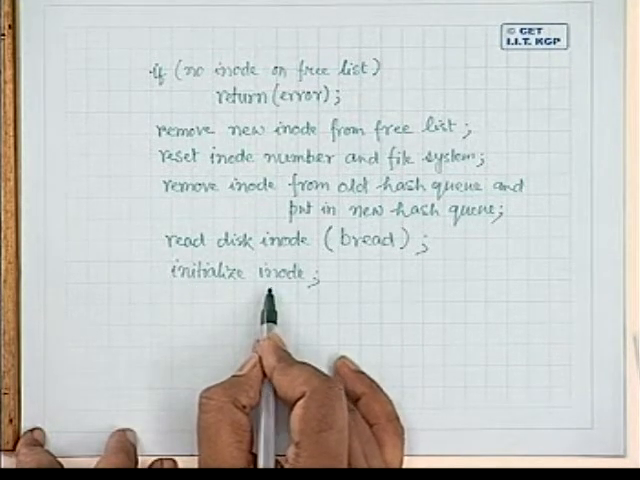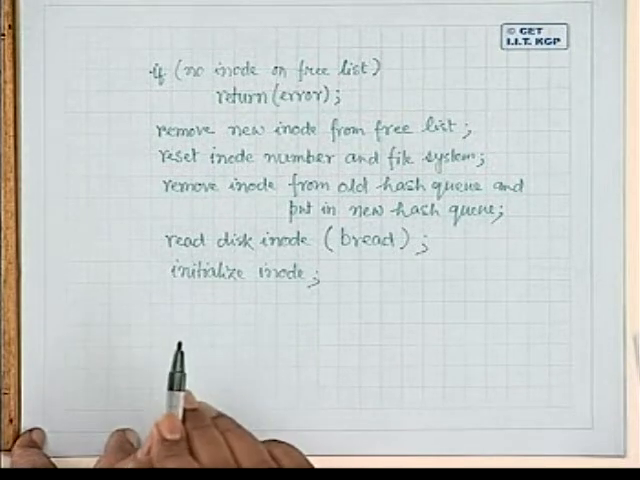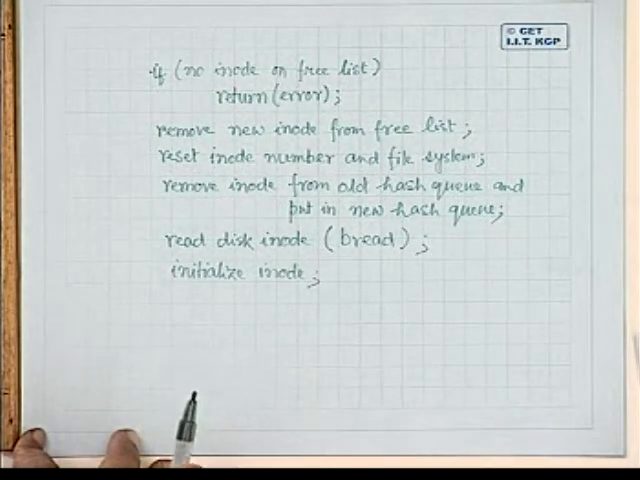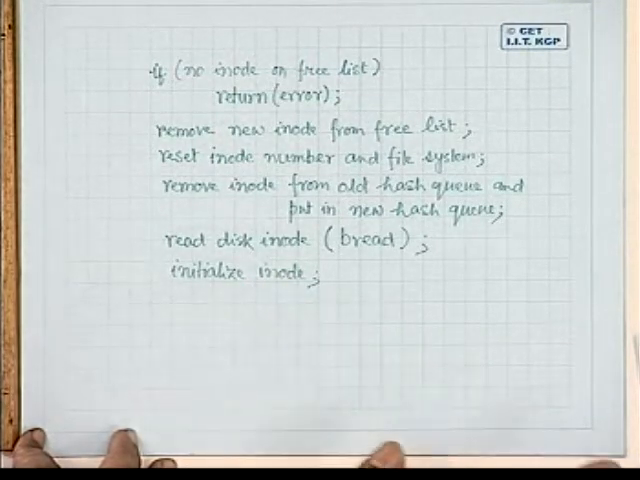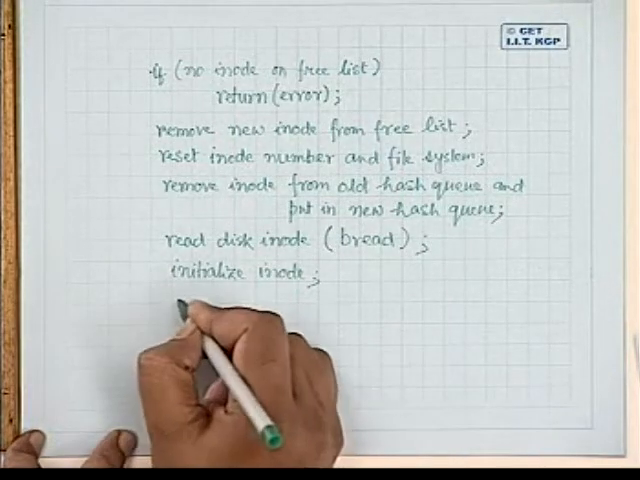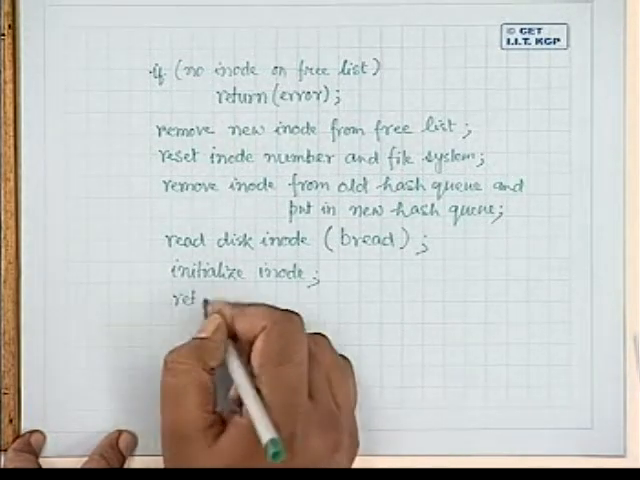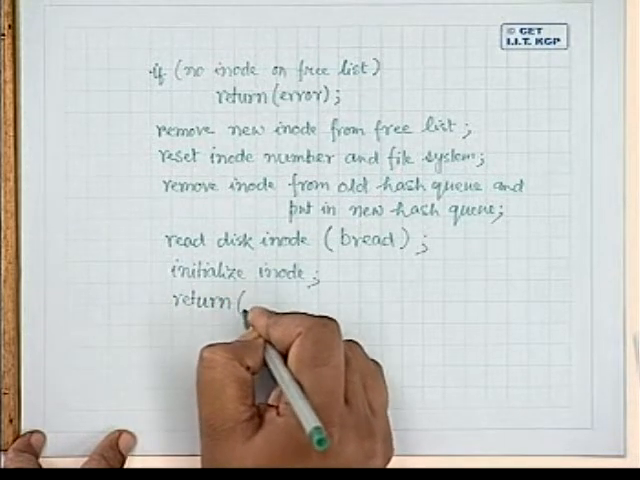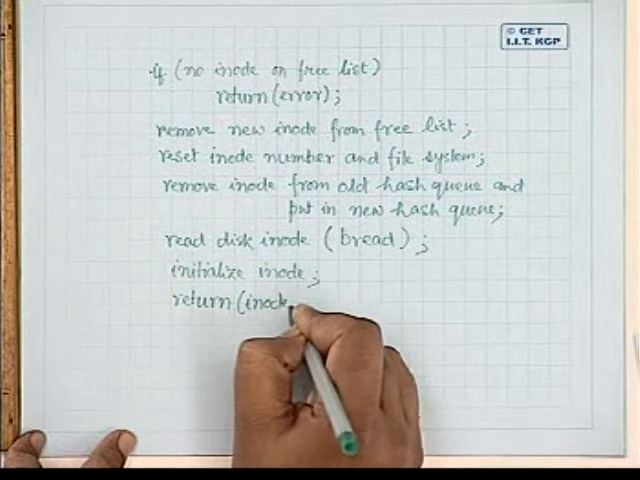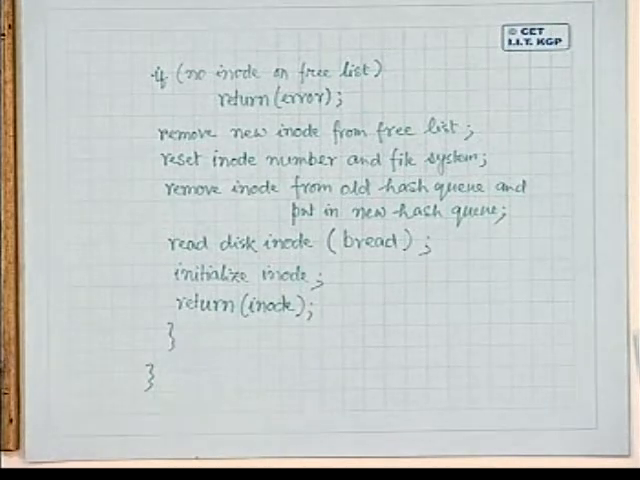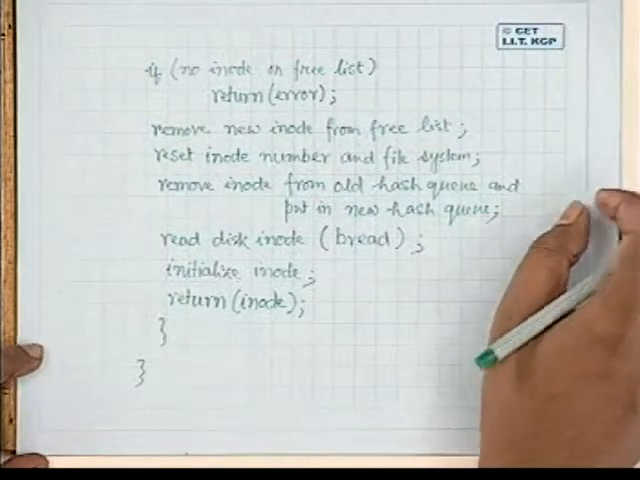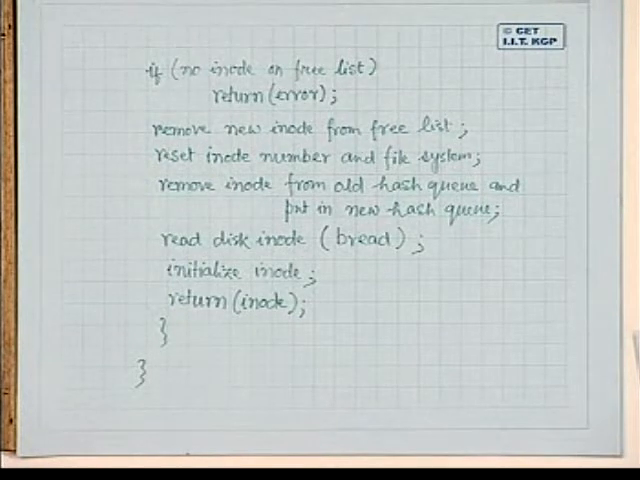That means the reference count field in this inode has to be made equal to 1, indicating that there is only one instance of the inode which is currently active. Subsequently, other processes may also open the same file, when the reference count field will be incremented accordingly. And after doing all these things, we have to return the inode to the process that has requested it. So this will be the sequence of operations whenever an inode has to be found for some process following a read statement of some file.